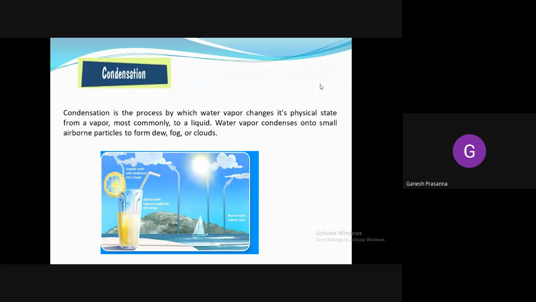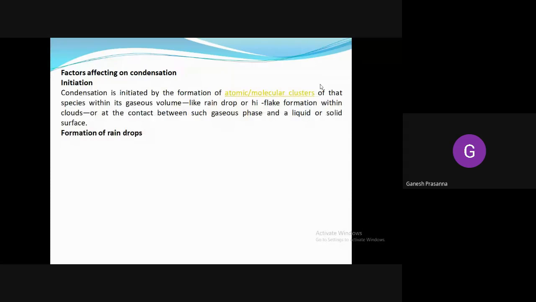The cloud forming process, the conversion of water vapors into clouds, fog, and dew, all take place in the stratosphere itself. Coming to the factors affecting condensation, there are two important ones. One is initiation, that is the formation of atomic or molecular clusters of the species within its gaseous volume, like a raindrop, ice flake formation within the clouds, or contact between such gaseous phase and solid and liquid surfaces. And then there is the formation of raindrops.